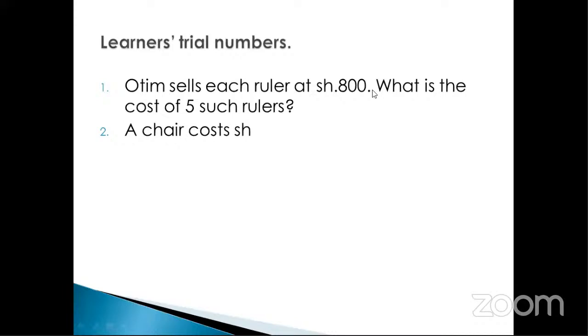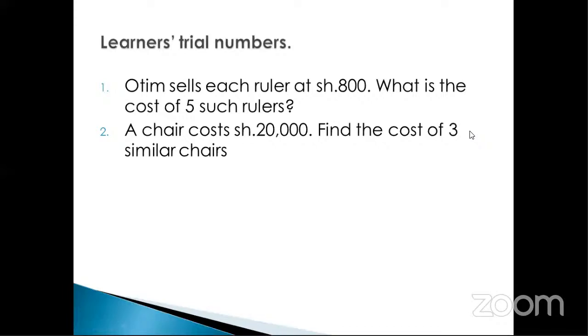So this is our number 2. Can I ask Jolie to read for others? Jolie, can you read number 2? Jolie? Yes, teacher. Read number 2.